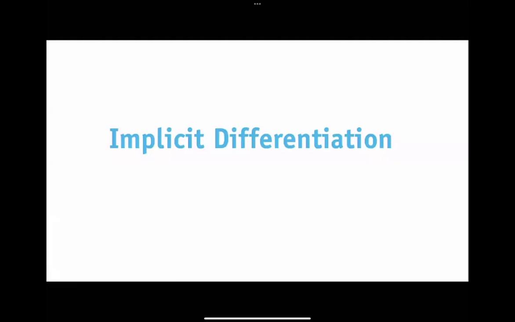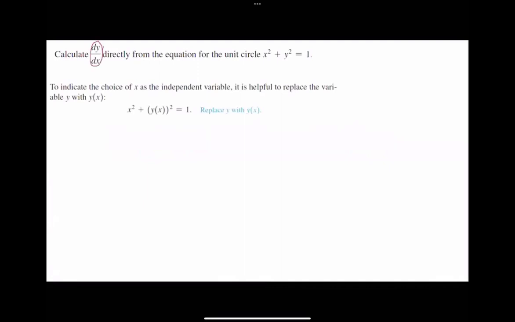What is implicit differentiation? In elementary calculus, you learn about implicit differentiation. One of the popular examples in elementary calculus is to calculate the rate of change of y with respect to x directly from the equation of the unit circle, x squared plus y squared equals 1. In that case, when it's written implicitly like this, we usually assume y is a function of x.